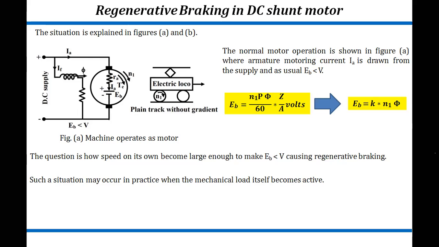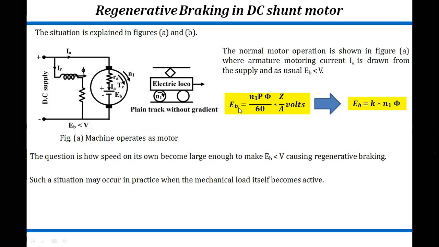we will get the value of armature current which we are drawing, like we will get value of supply voltage greater than EB. But what we are saying, when we are supposed to use the regenerative braking concept, at that time we will need EB greater than V. But in normal operation, the value of back EMF is less than the supply voltage, and if you see, it will be in the opposite direction with the supply voltage.